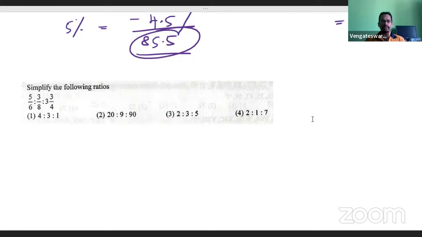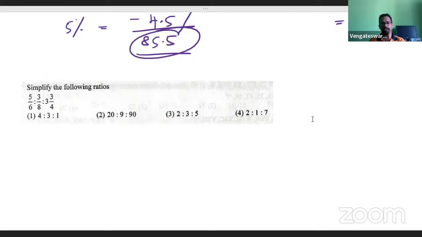Yeah, all right. Any answer for the question? What is the simplified form of the given ratio? See, here we have this question based upon ratio, but ratio is given for fractions. Now, how do we manage when we have ratios for fractions?